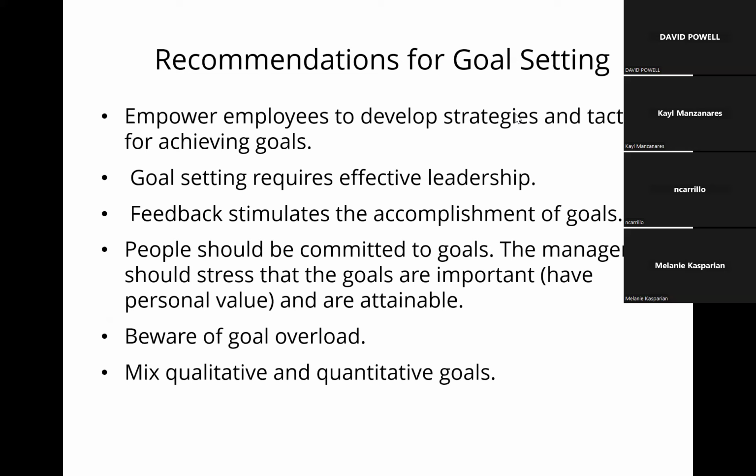Goal setting, as we said before, requires the support of management and effective leadership. And goal setting really does require a feedback mechanism. We have to have that feedback loop built into the achievement of our goals. People need to be committed to goals. As we have said before, managers need to stress the importance of those goals, why those goals have value, and that they are attainable. They may be difficult, but they are still attainable. And a couple of weeks ago, we talked about the problem of goal multiplicity. If you have too many goals, you end up with goal overload, and employees really don't know where to exert their effort and which goal to put their effort toward trying to achieve.